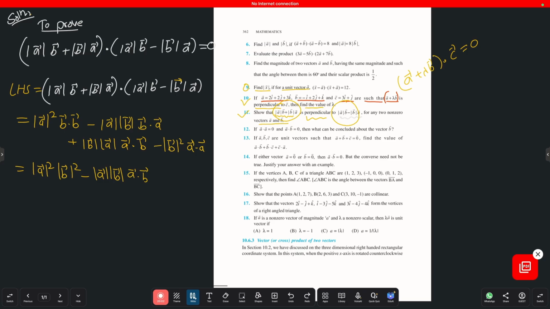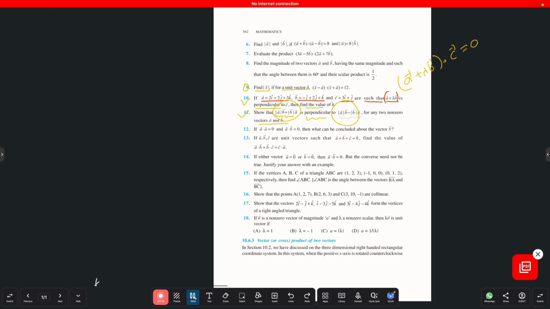Next I will cancel all. Then plus |b||a|, I can write |a||b|, and a dot b as it is, minus |b|² and a dot a is |a|². So this is |a|² and |b|². Now you can see this cancels with this and this cancels with this. So all 0. RHS is 0. It implies the given vectors are perpendicular.